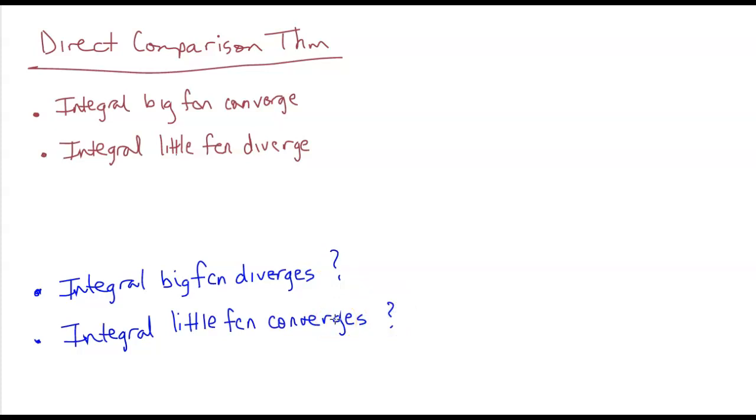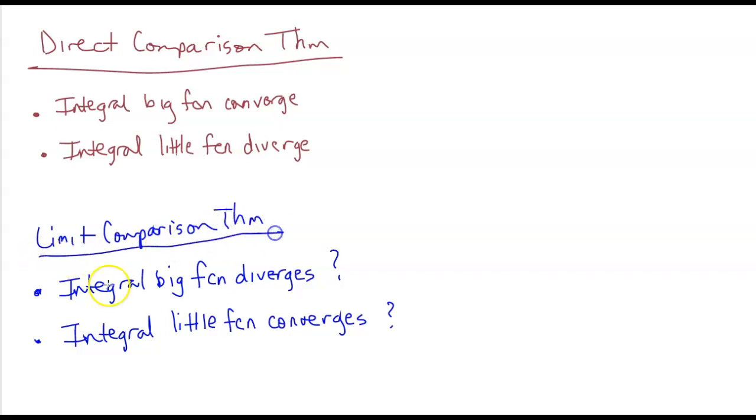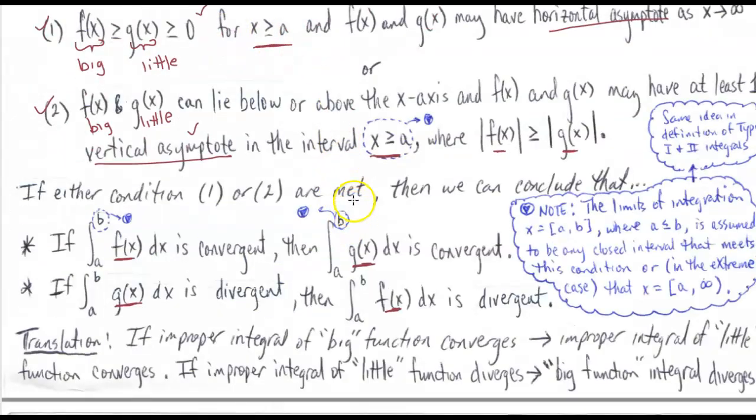Now, it turns out that for these 2 situations here, this is what the limit comparison theorem is for, to be able to give us a way to figure out whether an improper integral is going to converge or not, based upon these situations here. So the limit comparison theorem, which we're going to study next, is going to help us handle those 2 situations. All right, so let's move to it.